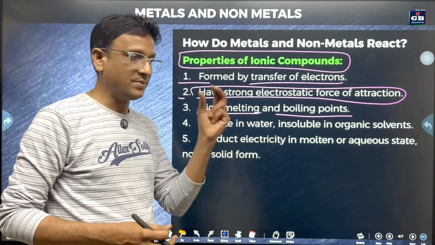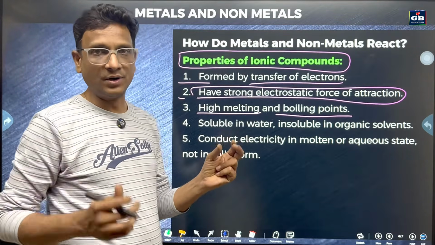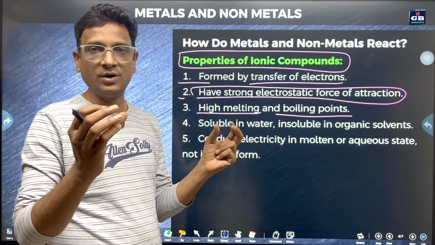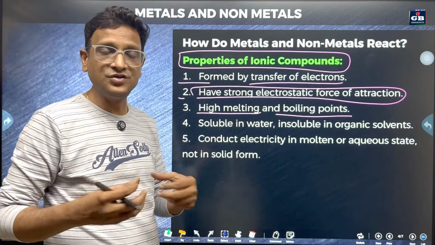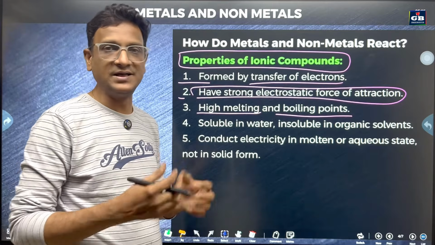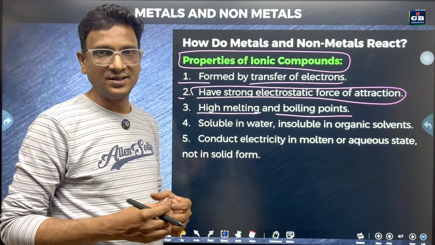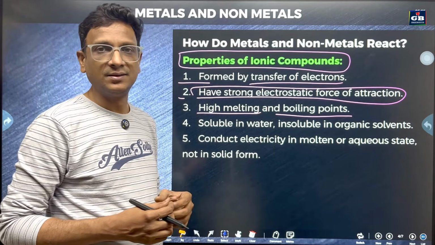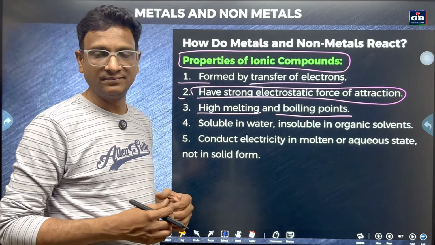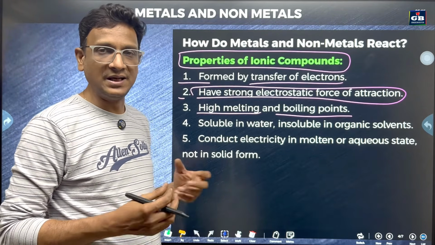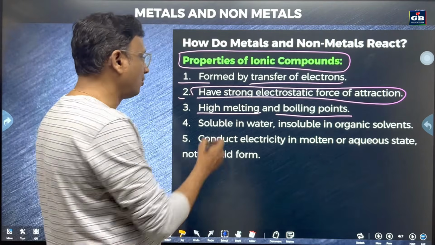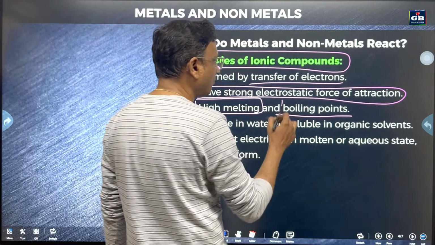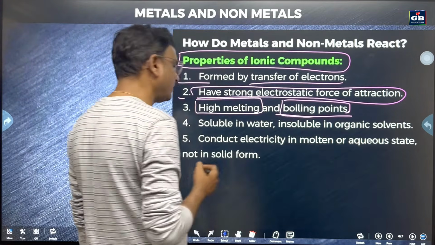When you compare an ionic compound like salt and a covalent compound like sugar, which one melts fast? Sugar melts fast. Salt does not melt fast. The melting point of salt is very high, while the melting point of sugar is less. So ionic compounds have high melting point and high boiling point.